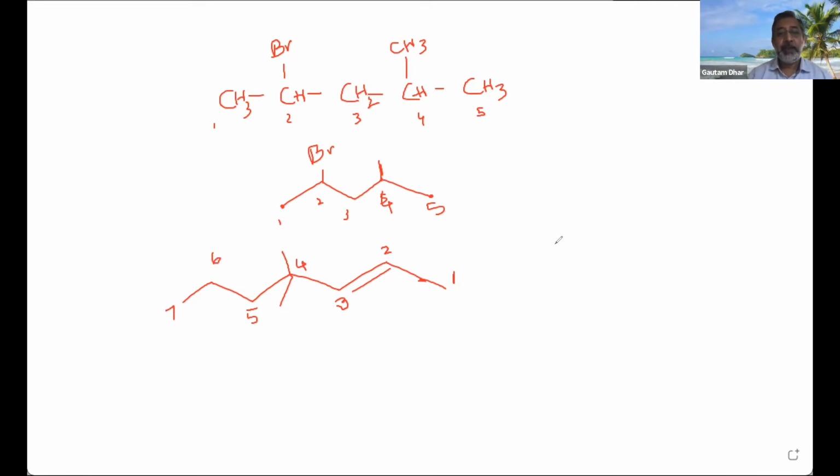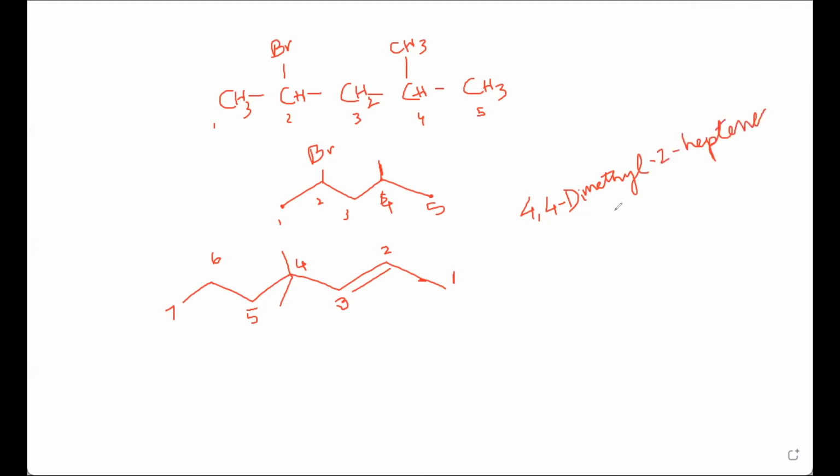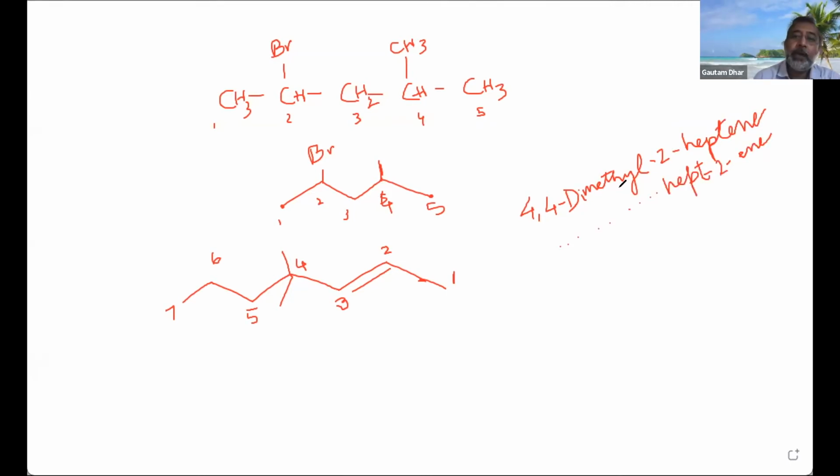So this is heptane. Heptene. Where is the ene? Is starting at which number? 2. So 2-heptene and 4,4-dimethyl. 4,4. So capital D, dimethyl. 4,4-dimethyl, and then you have 2, so 2-heptene, or you can write everything that is here. So hept-2-ene, you can write it both ways.